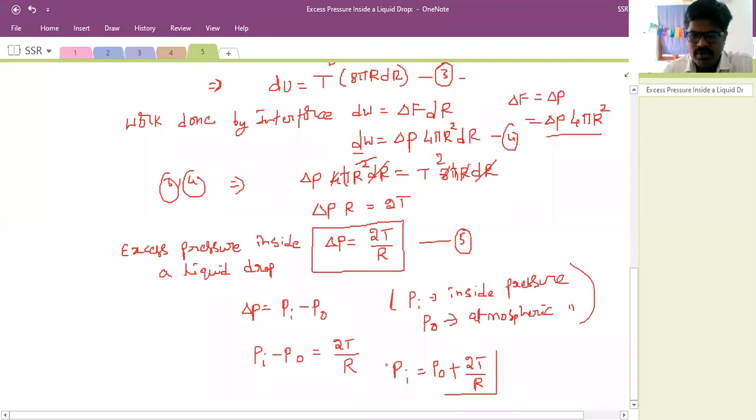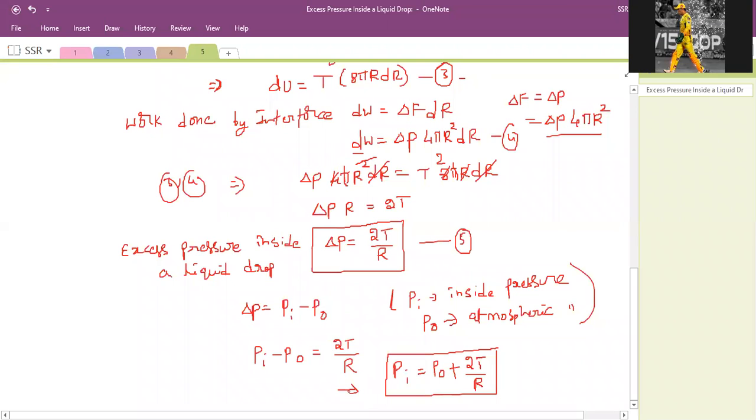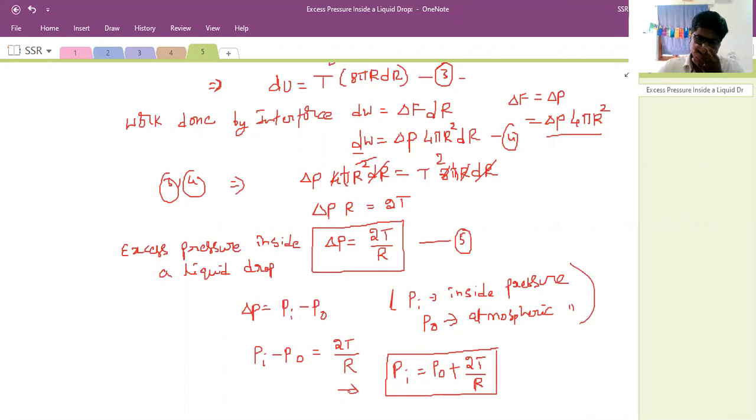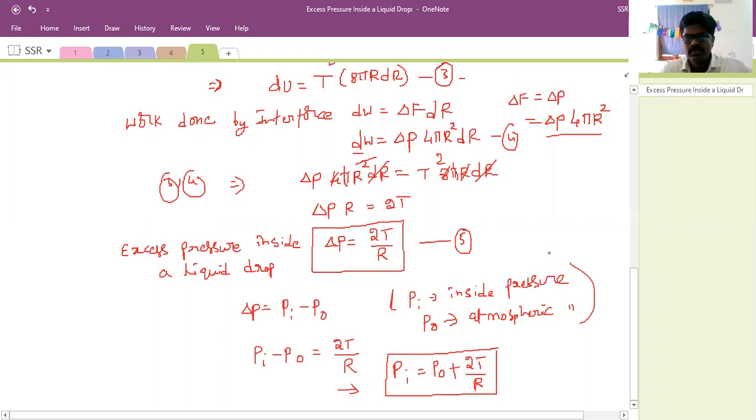Are you clear on this, all of you? Yes, sir. Right. So this is about a liquid drop: the inside pressure or excess pressure in terms of its surface tension.